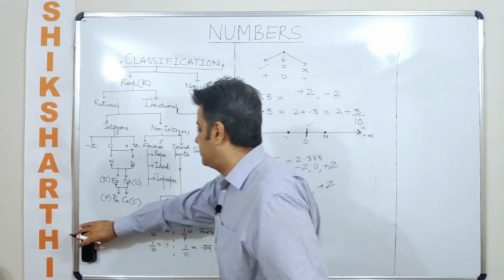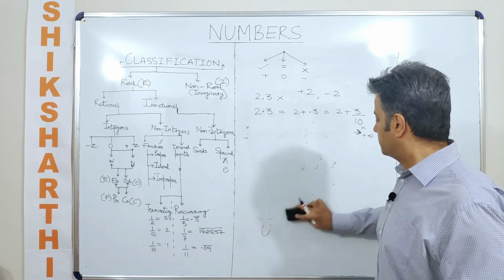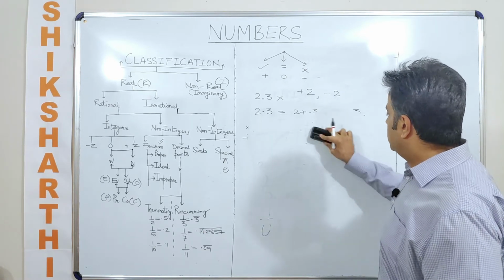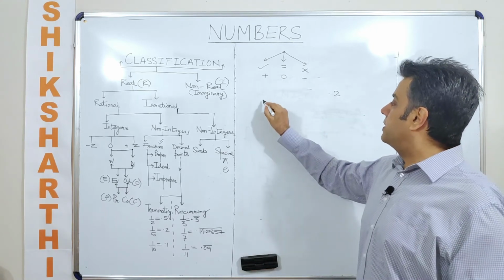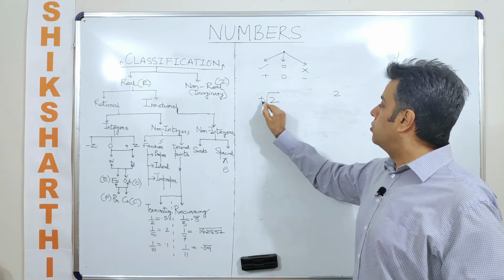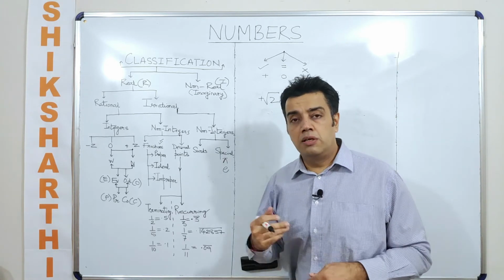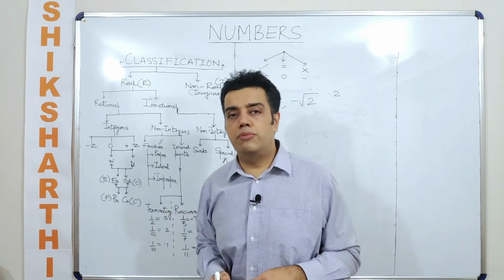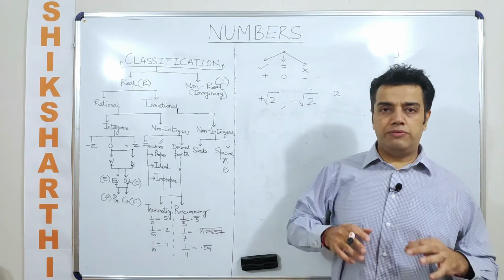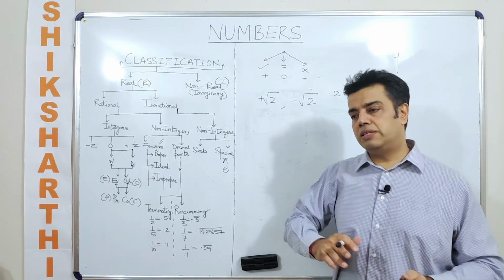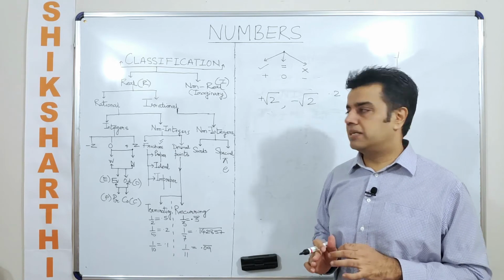Okay, so what are surds? Numbers written under the roof of a root are surds. For example, if I write root 2 plus root 2, or I write minus root 2. If you recall my video on quadratic equations, I have talked about rational roots, I have talked about irrational roots. So numbers are very important not only for the chapter on numbers, but they are important for other chapters as well. So it is one of the very important chapters in mathematics.